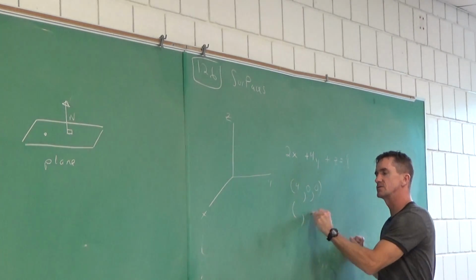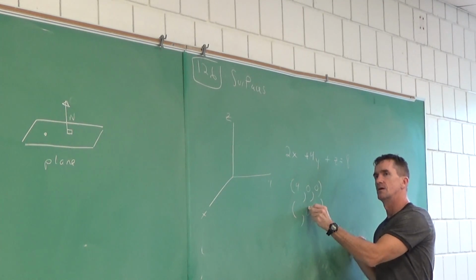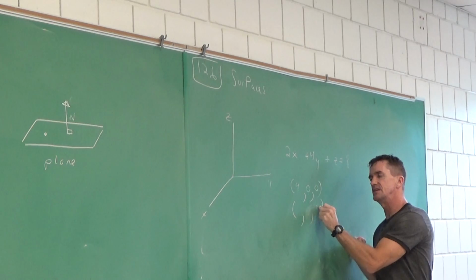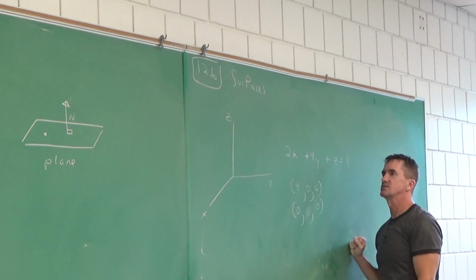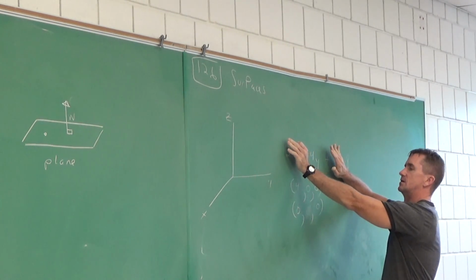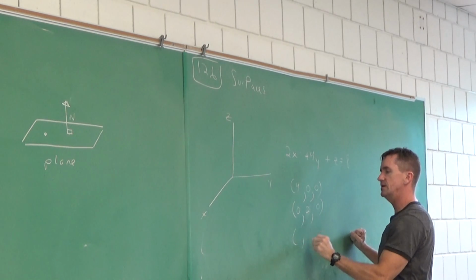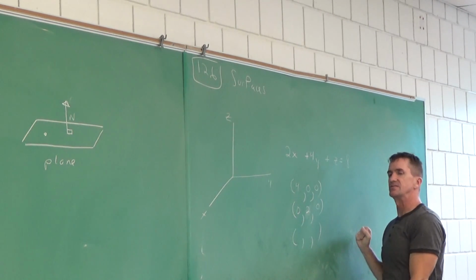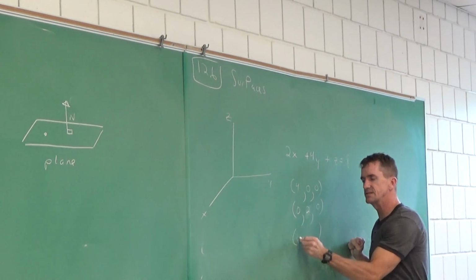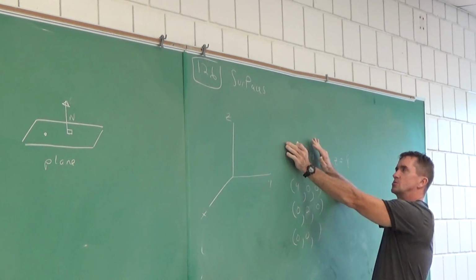How about a y-intercept? For the y-intercept, the z and the x are 0. What's y? 2. We need one more point. How about the z-intercept? That would mean this is a 0 and this is a 0. What is it?